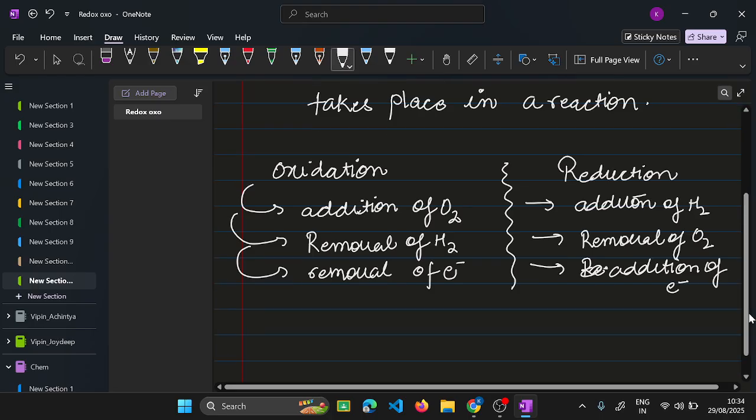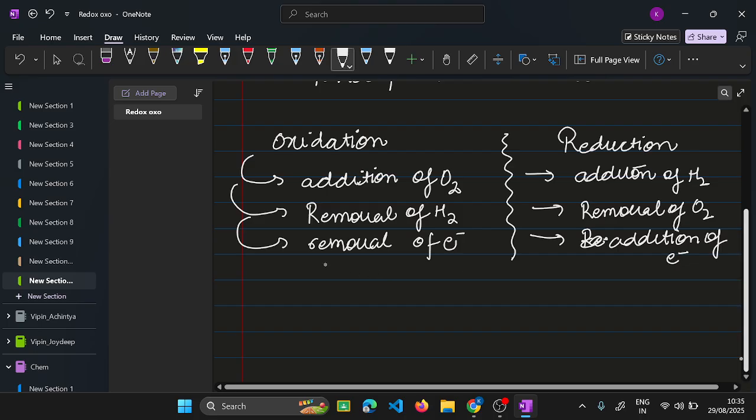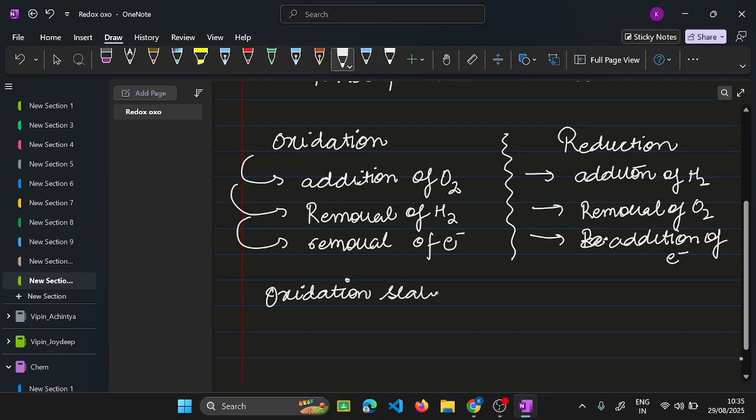This is the basic concept that we have already studied in class 12. Now in class 11, the main thing to study in this chapter is the oxidation state, right? We will study the oxidation state and we will also solve some NEET PYQs in the lecture. So what is basically the oxidation state?